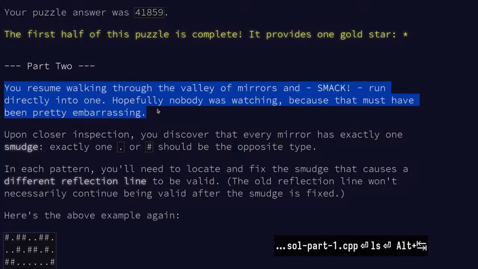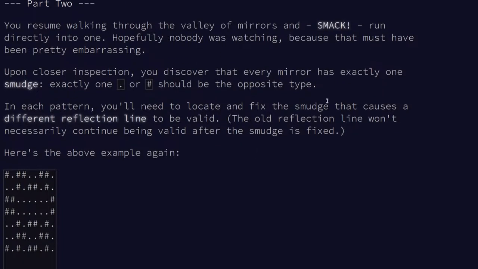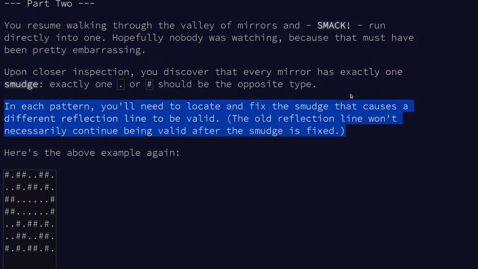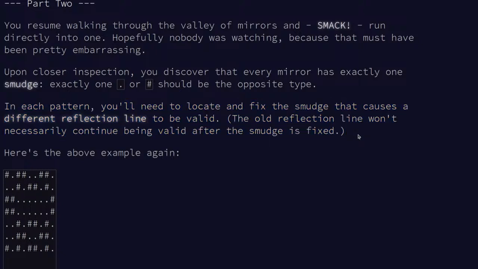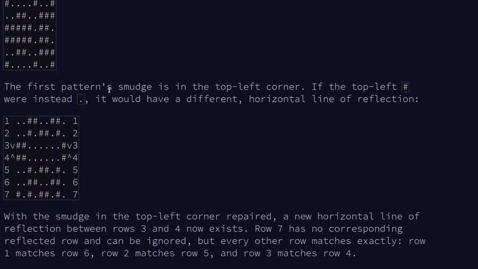You resume walking through the valley of mirrors and run directly into one problem. On closer inspection, you discover that every mirror has exactly one smudge. Exactly one dot or hash should be the opposite type. In each pattern, you need to locate and fix the smudge that causes a different reflection line to be valid. The old reflection line won't necessarily continue to be valid after the smudge is fixed. Here is one example again of these tests.